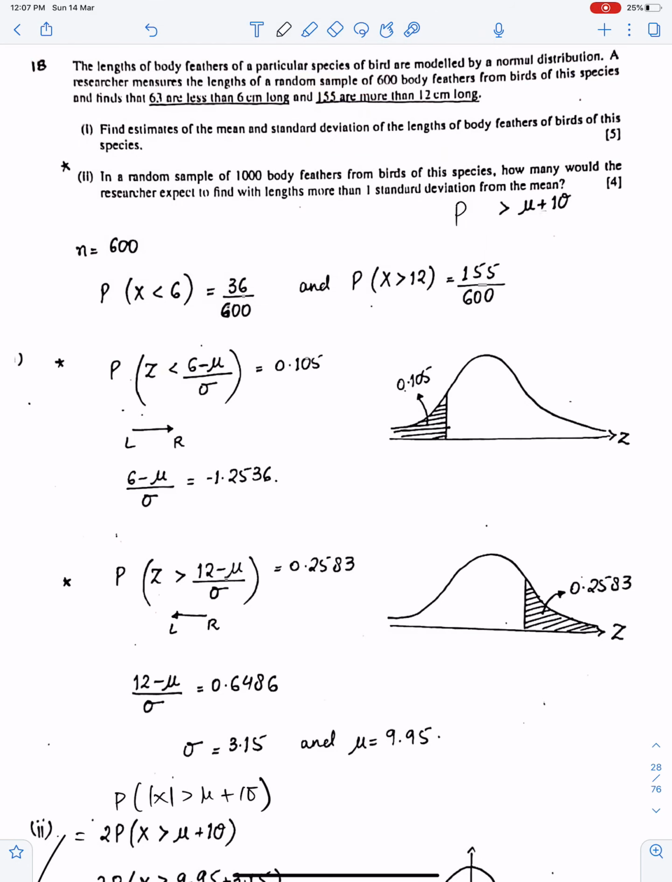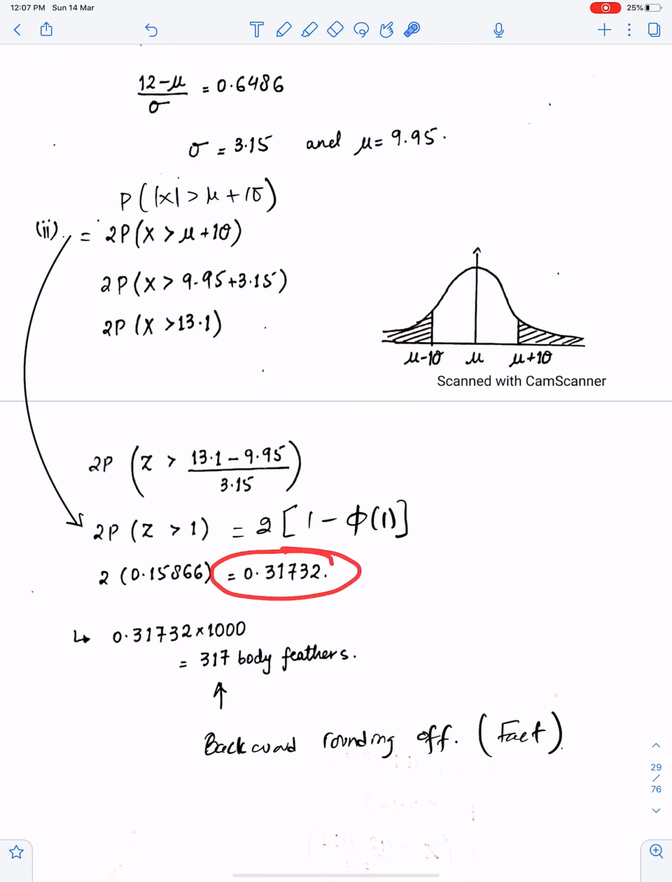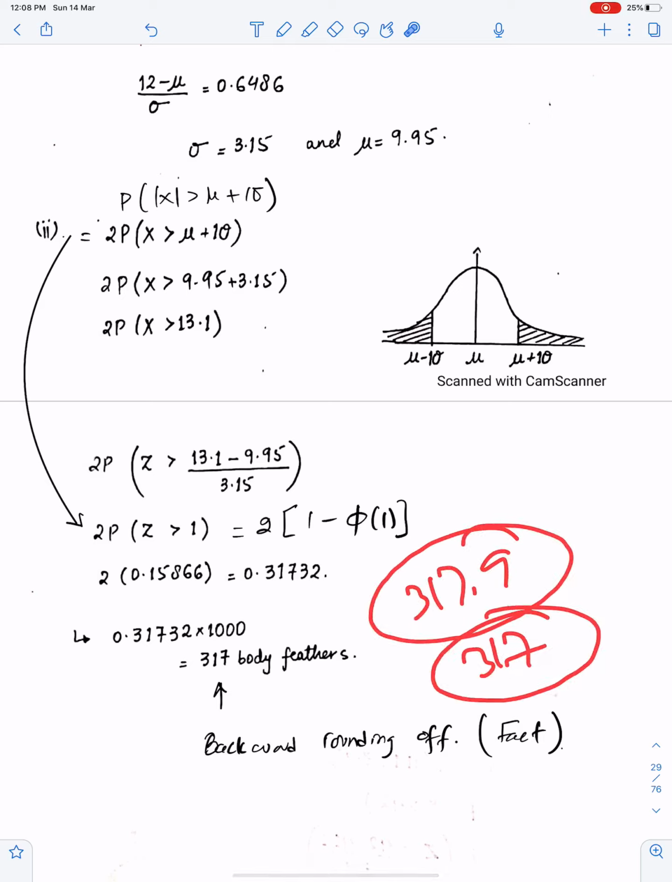I discussed this thing in detail in my first lecture. Modulus x, this is the requirement. So modulus x greater than mu plus 1 sigma. So this area and this area is required, so just get this area. So 2 times this thing. And this area is this. Now multiply this by 1,000 and round this in the backward direction, because 317.9 means 317 feathers, not 318.